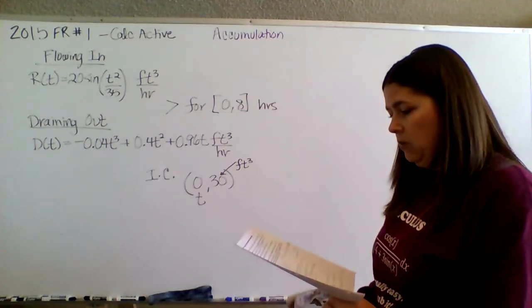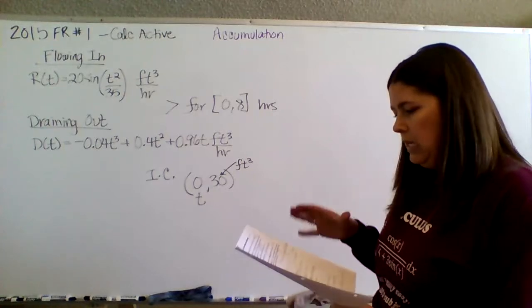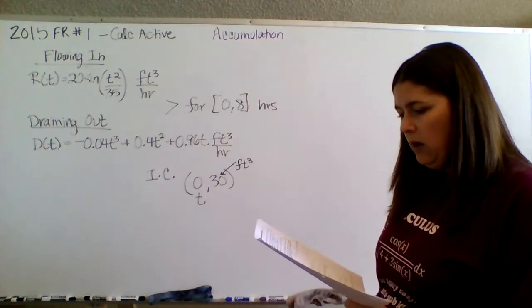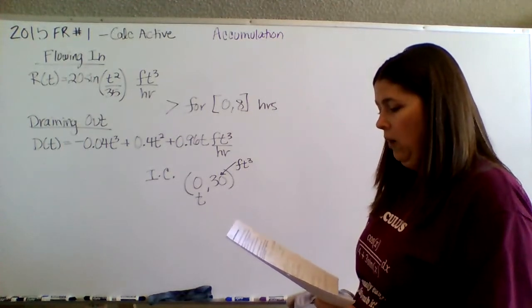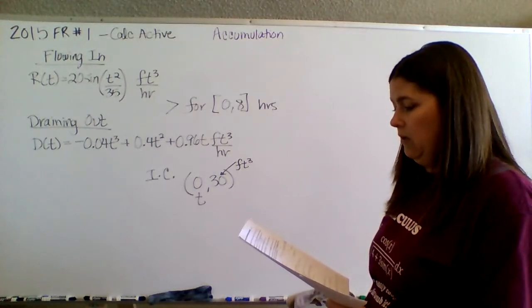As we read through the problem, I've already written some of the important information up on the board, but let's read it and understand why I wrote what I wrote. Number 1 says, the rate at which rainwater flows into a drain pipe is modeled by the function r, where r of t is equal to 20 times sine of t squared over 35.